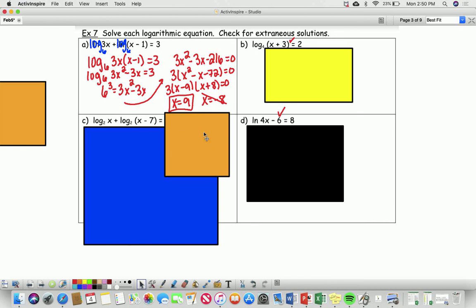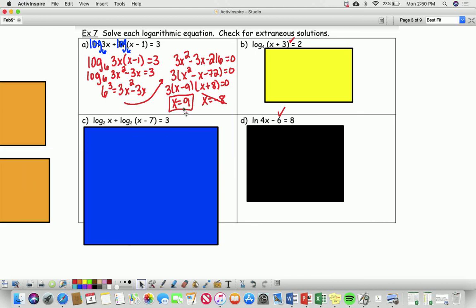And I solved. Now, notice how I got 9, I got negative 8. Remember that 3 just goes away because 3 does not equal 0. So let's remember when I have logs, in the parentheses has to be positive. So if I plugged a negative 8 in here, I would have negative 8 minus 1 is negative 9. No go. That's an extraneous solution. That's why 9 is my only answer here. So there may be times where you get 2, but you just need to make sure you check.